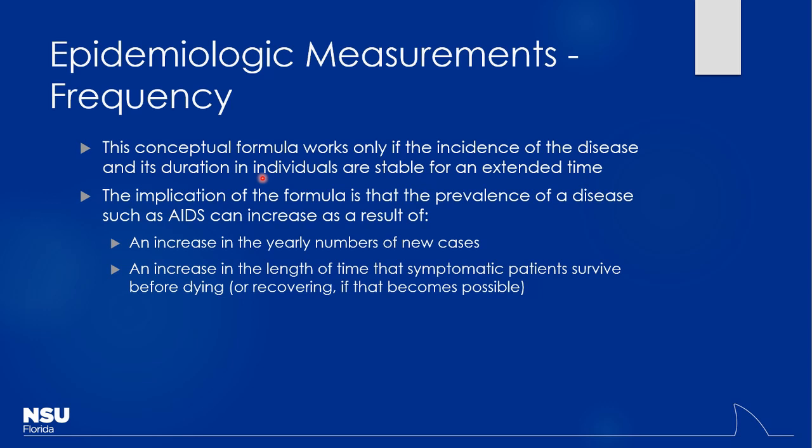Because again, we mentioned with HIV from the 80s to now, it's changed pretty drastically, but maybe for some other disease states, that's not been the case. As long as incidence and duration are stable, that formula usually holds pretty well in terms of estimating the prevalence for a given disease state, right? And looking at that in terms of AIDS, it could be the result of an increase in the number of new cases being diagnosed, like we mentioned, with that definition changing in '93, or the length of time that symptomatic patients survive, mainly because they have a longer period of time due to better treatment.